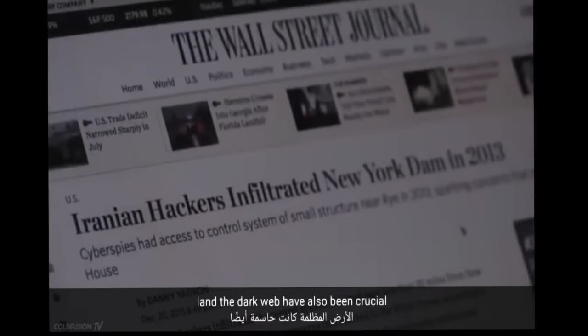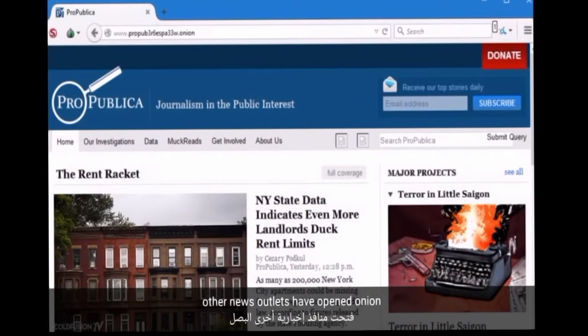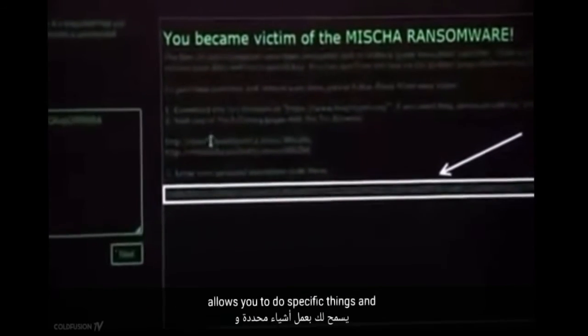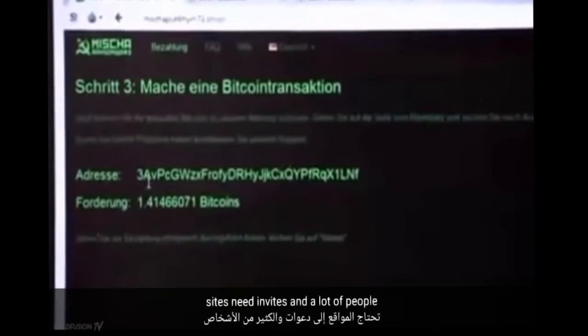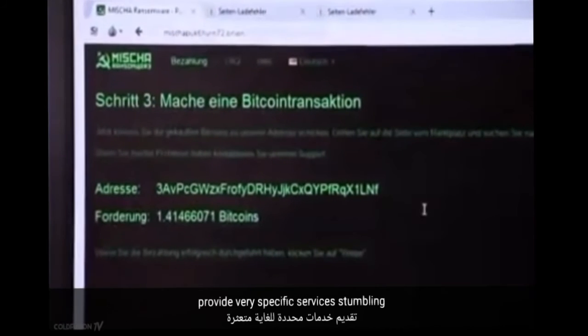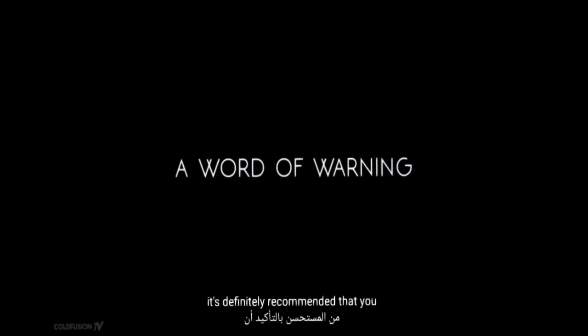Tor and the dark web have also been crucial to whistleblowers. The New York Times and other news outlets have opened onion sites to allow people to anonymously submit information. So the dark web isn't really a place to surf. It's a place that allows you to do specific things, and people should really know what they're getting into before accessing it. Many sites need invites, and a lot of people provide very specific services. Stumbling upon a site by accident may even be a criminal offense. To make things clear, it's definitely recommended that you don't mess with the dark web.